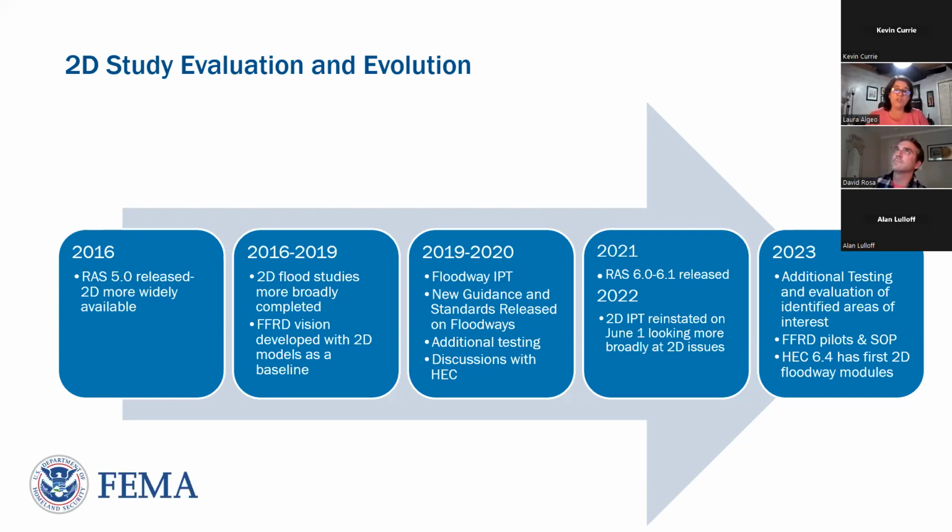And from this 2019, 2020 to 2021 timeframe, we had funded HEC to incorporate two-dimensional floodway modules into RAS, so folks didn't have to do them outside of the system and use GIS tools. It could be done within RAS. And so in 2023, that's when 6.4 was released, which had the first of the 2D floodway modules. Those have been enhanced a little bit with 6.5 that recently came out.